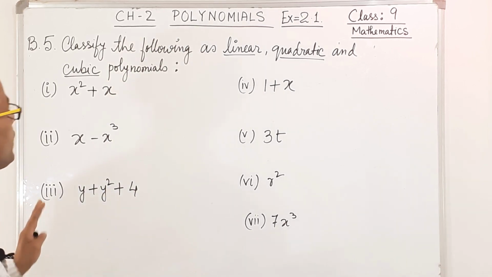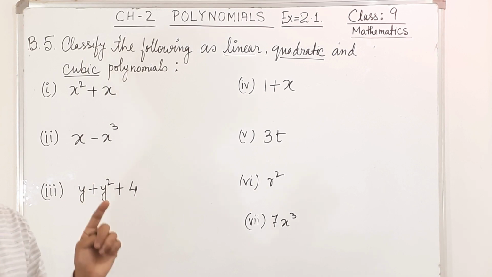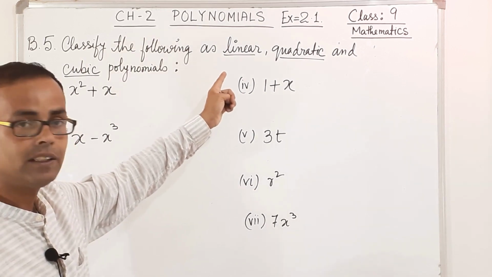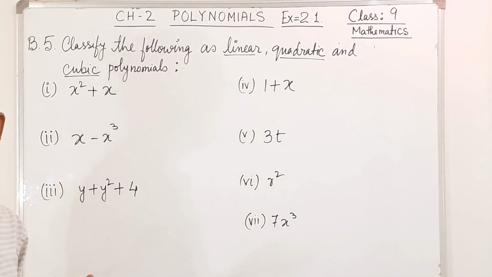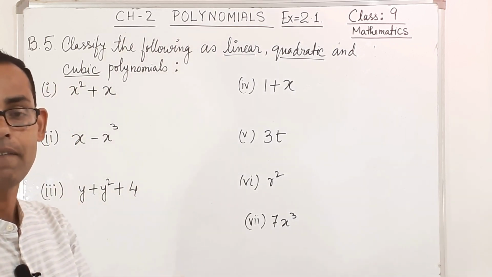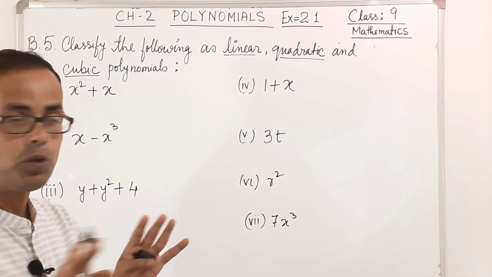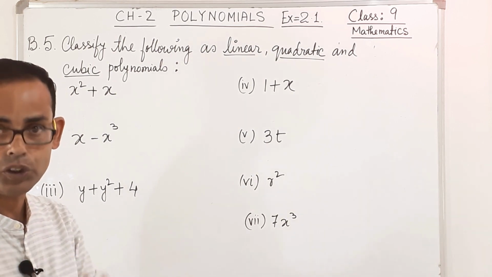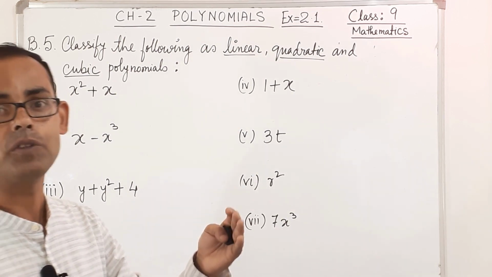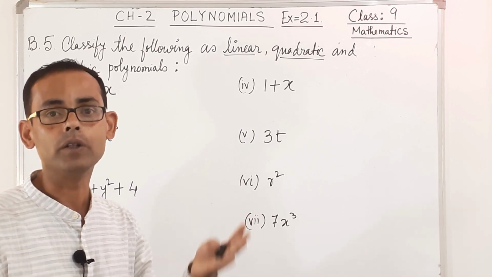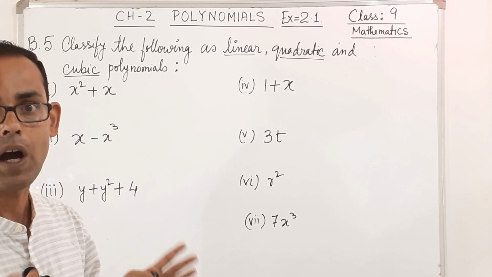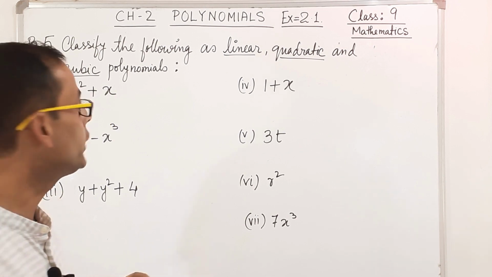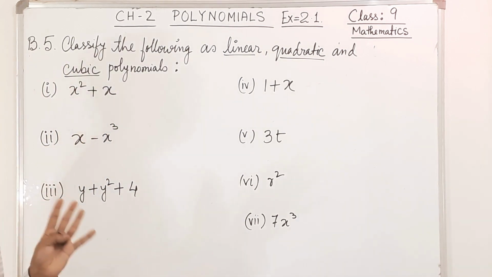Now if the highest power is 1, it is linear. If it is 2, it is quadratic. If it is 3, it is cubic. Already we have discussed this in our previous part. If you have not watched that part, you can watch it. At the end of the video I have shared the link. You can click there and watch those parts, then you will understand this one more nicely.